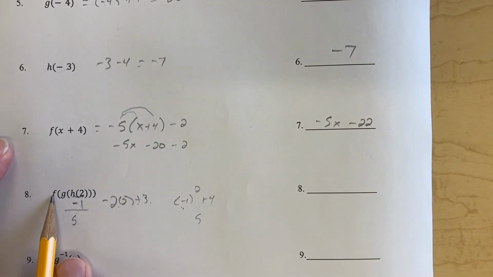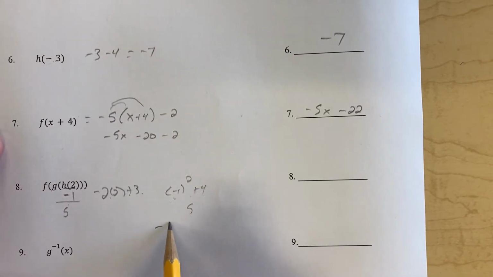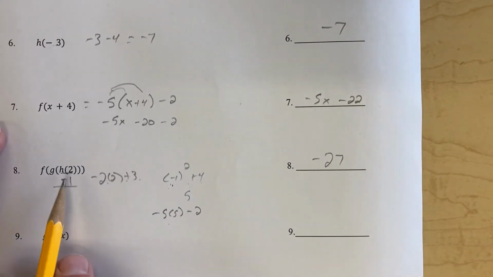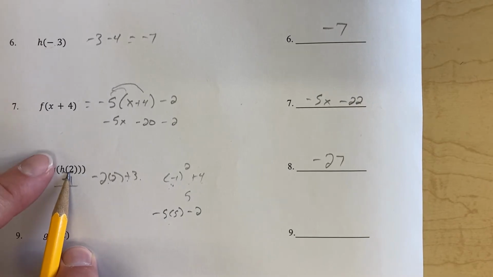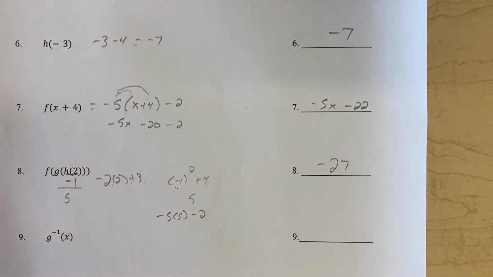All right, we'll put that into the f function. So where you see x, we're going to put that 5 in. We're going to go -5 times 5 minus 2. -25 minus 2 gives us a -27. So we started inside, find that one, kind of block out those others. Find this, then plug that answer into here, then plug that answer into here. That's how we do it.